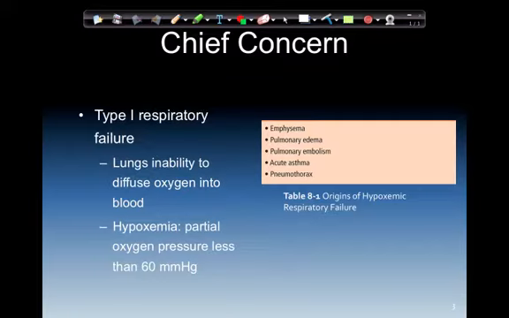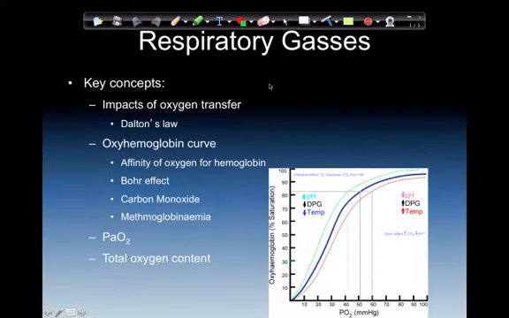Inability to diffuse oxygen to the alveoli. And then pneumothorax, because of a dropped lung that caused pressure in there. You could not ventilate the alveolar space very well. This is table 8.1 in your book.